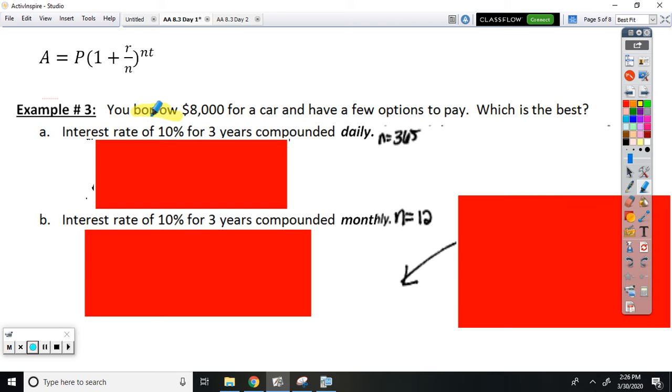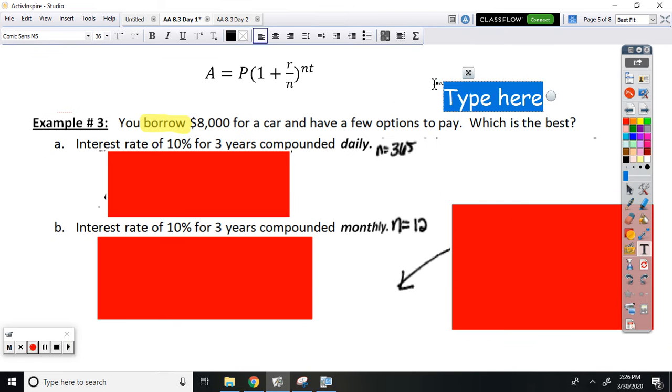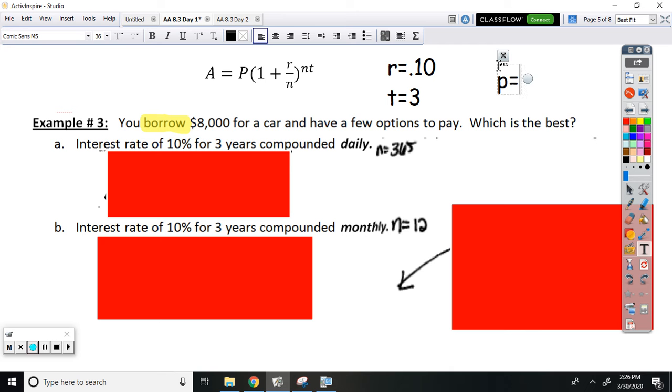If we were investing the money and saving it up for something, we would want to pick the higher of the two. So for both of these, we're using the same formula we had on the front. The first one, interest rates are the same, 10%, so R will be 0.1. Not 0.01, that would be 1%. And time is 3 for both of them, and P is 8,000 for both. But the N value changes.